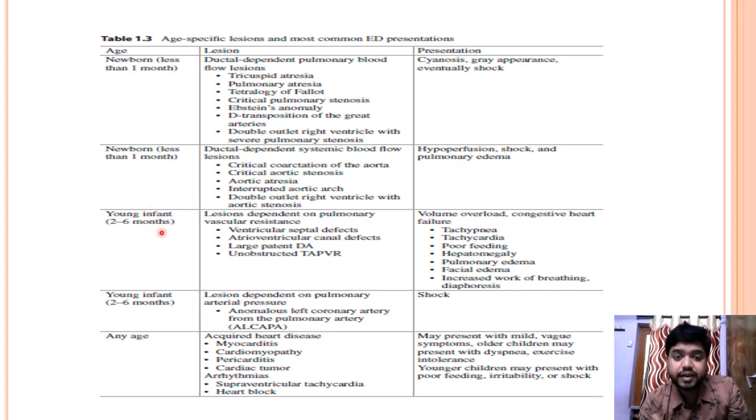Then young infants, they have VSD, ASD, PDA. Yes, these all present with pulmonary edema, crepitations, tachypnea. These are all the features. Then ALCAPA presents with shock.